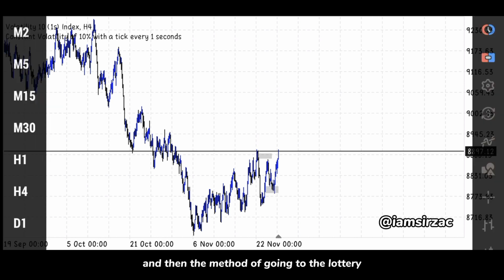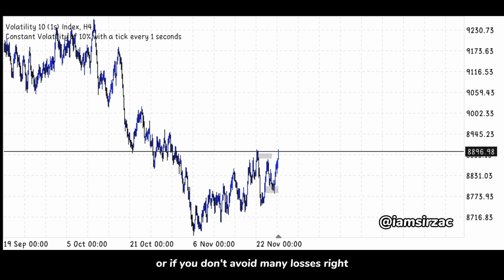And then the method of going to the lower time frame, that's what you should use if you're trading a small account or if you want to avoid many losses, right? Or if you want to avoid floating losses, that's how you trade your SMC on small accounts.